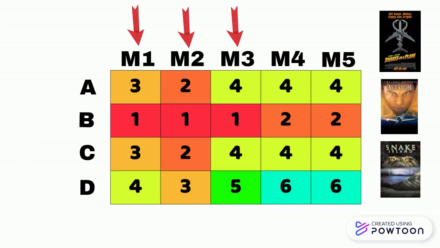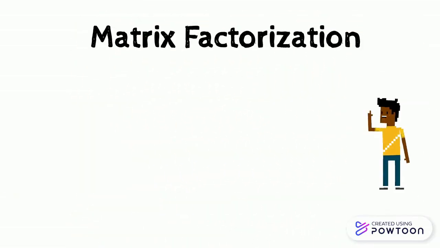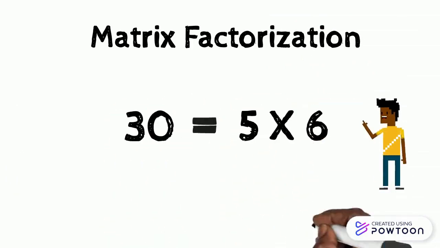Finally, when we average the second and third columns, we get the first one. This means that movie 1 shares concepts with both movies 2 and 3. The method used to achieve collaborative filtering is called matrix factorization. Factorization is when you break down a larger value into its smaller factors.